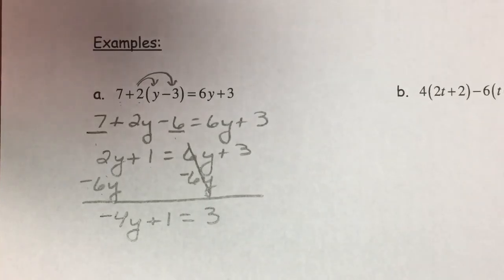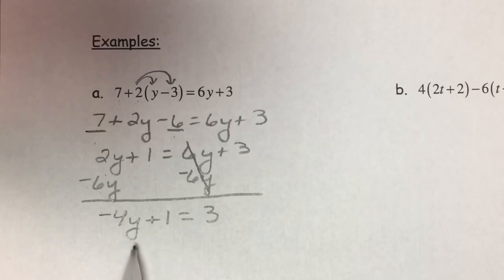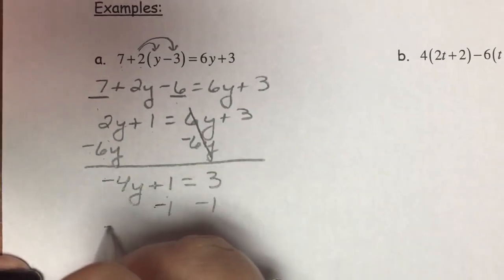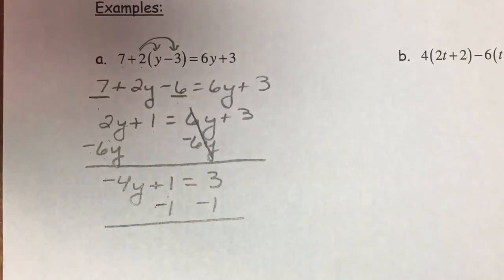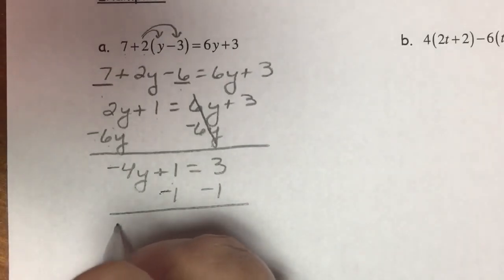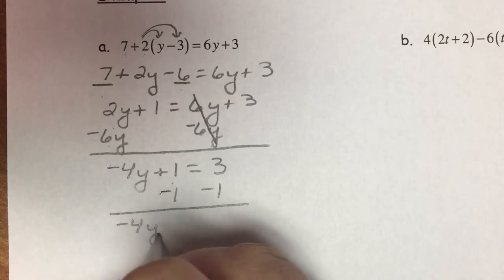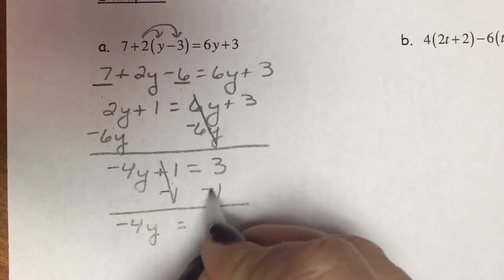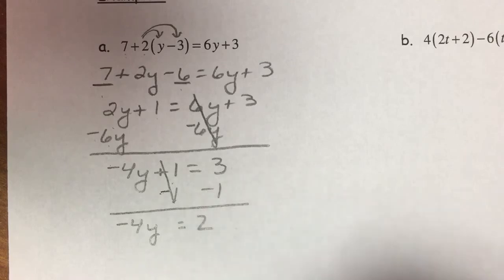So look, all my variables are on the left-hand side, which means I don't want this anymore on the left-hand side because it doesn't have a variable. So how do I get rid of adding 1? I'm going to subtract 1 from both sides of the equal sign, which means that negative 4y, these will disappear, are equal to 3, and negative 1 is 2. We're almost there.